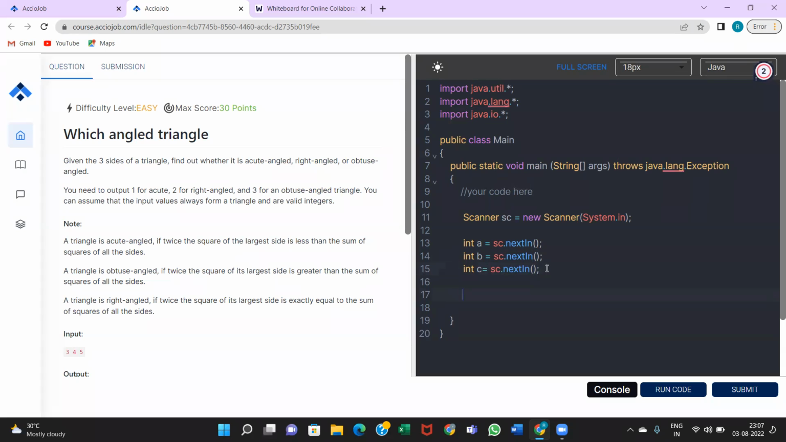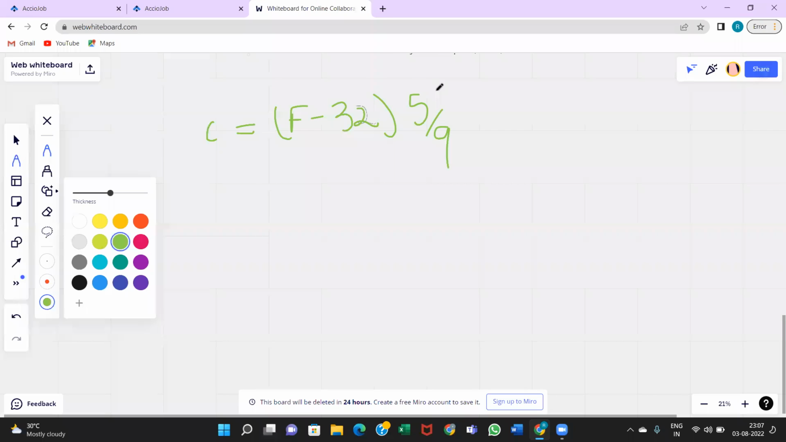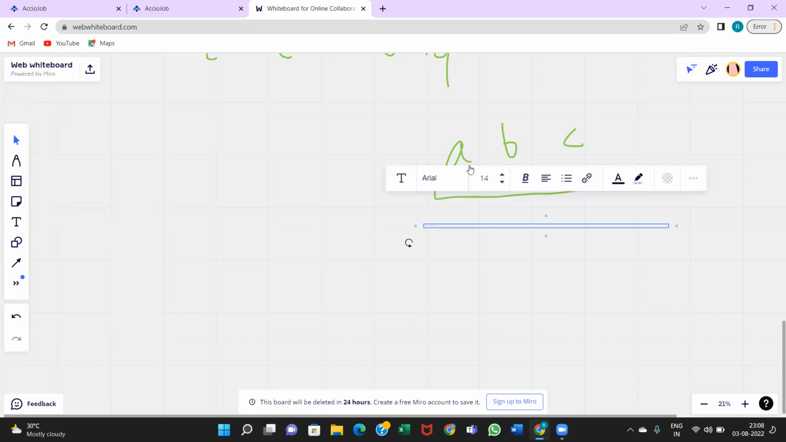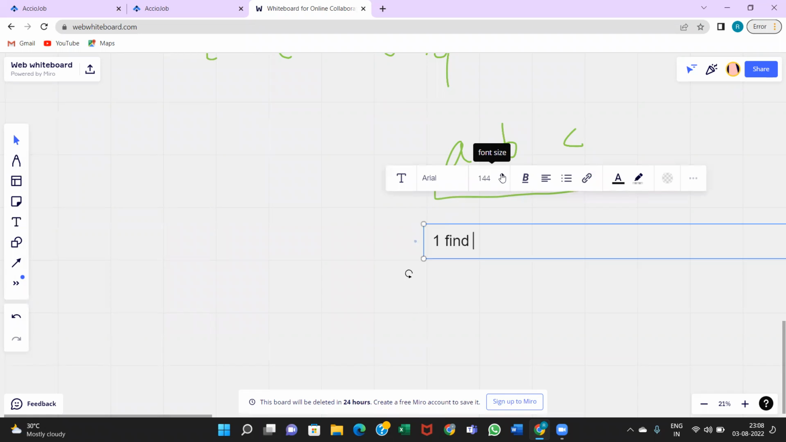Now my first task will be to break down this problem into parts, four parts basically. First of all, a is given to me, b is given to me and c is given to me. I have to find which is the maximum, the largest side out of all three of them. So the first task is to find the largest side.